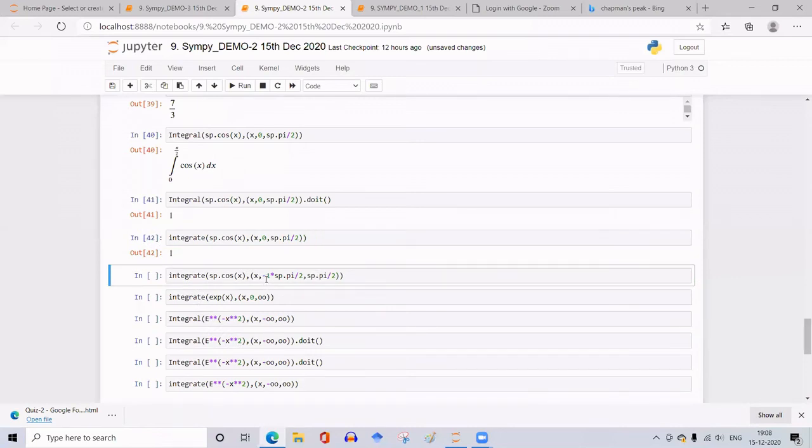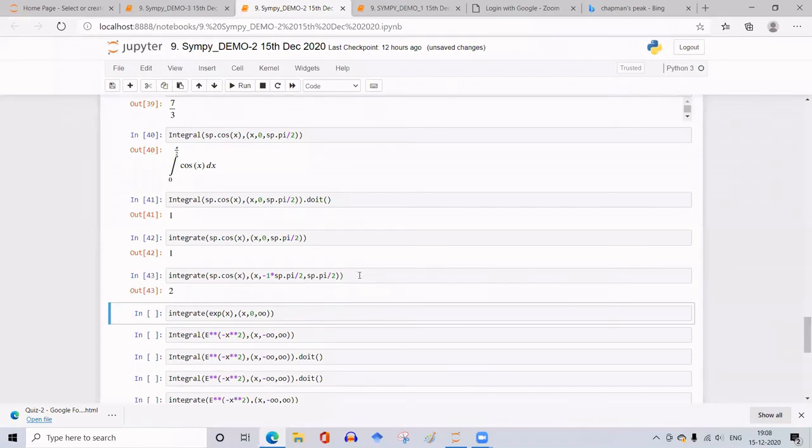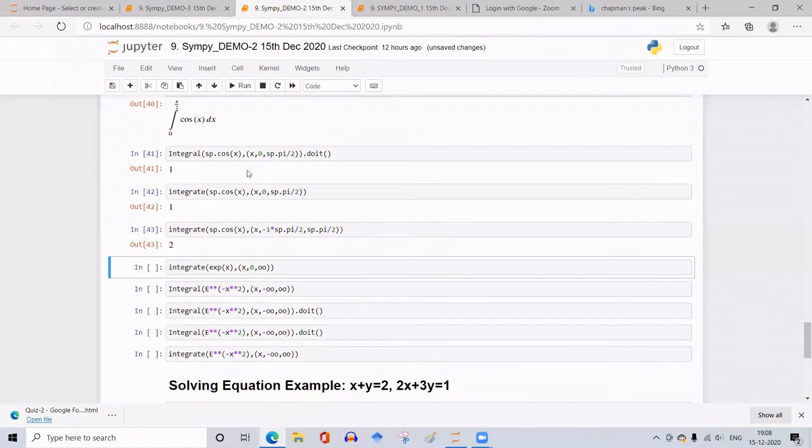Suppose I want to evaluate cos x with respect to x, integrate it with the limits minus pi by 2 to plus pi by 2. I have given integrate, not Integral, so I'll get the answer directly. It is going to be 2. When I substitute the upper limit, it is 1, then minus of the lower limit, which is minus 1, so it adds up to 2. That is about some trigonometric functions and how they evaluate.